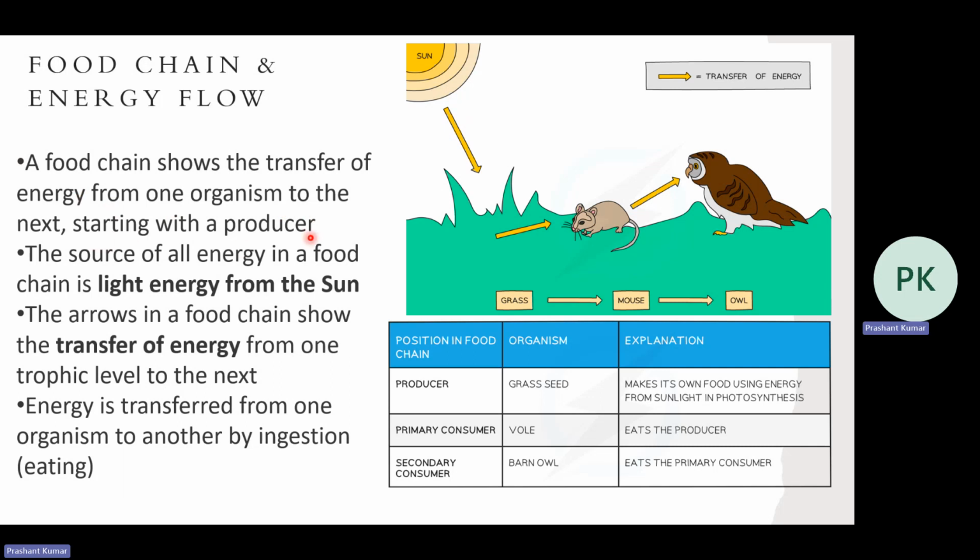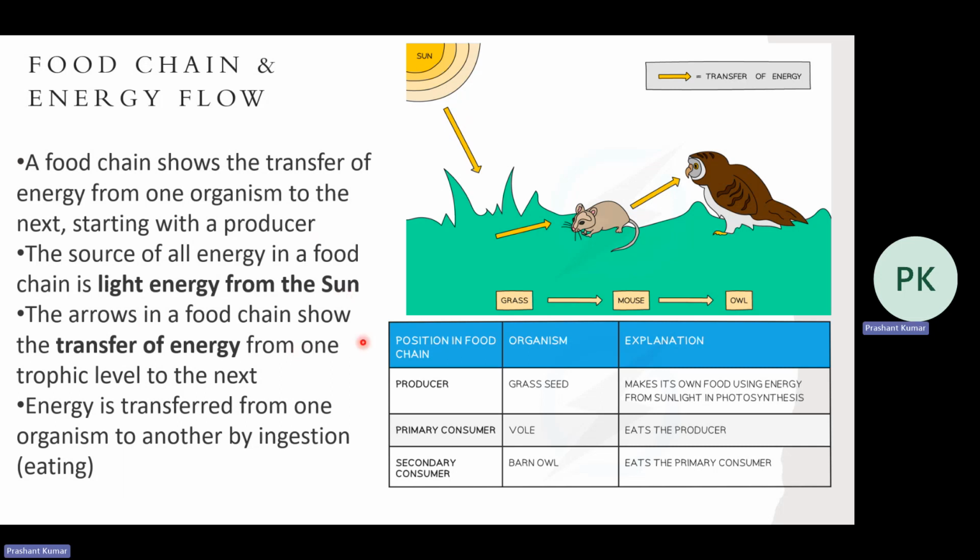And we always start with the producers. We never incorporate the sun in that. The source of all energy in a food chain is light energy from the sun. Of course, the sun is a very important source of energy, and without the sun, nothing is possible because the ultimate source of energy is coming from here, right? So imagine life without the sun.